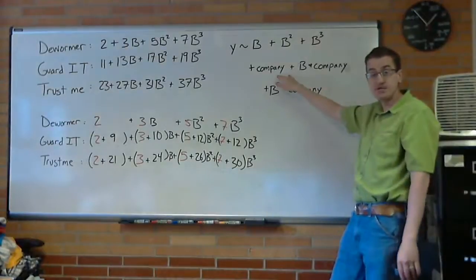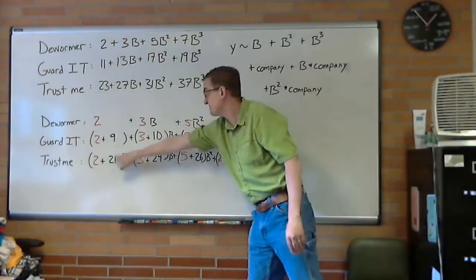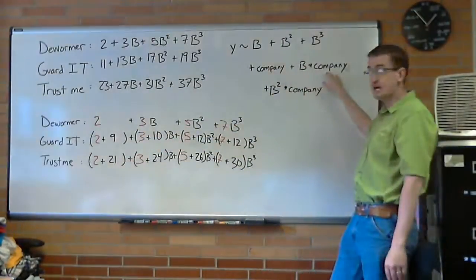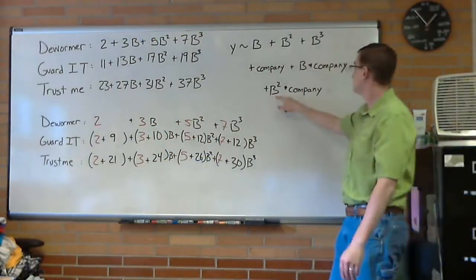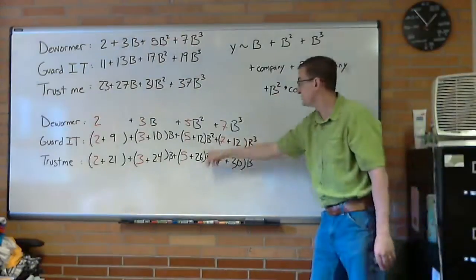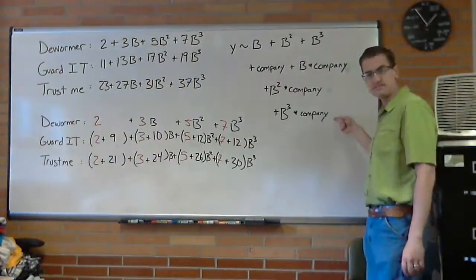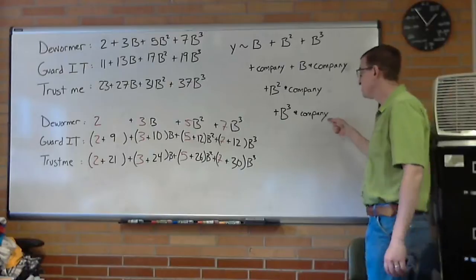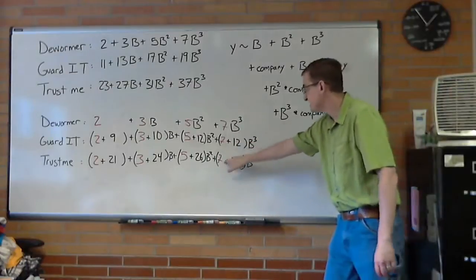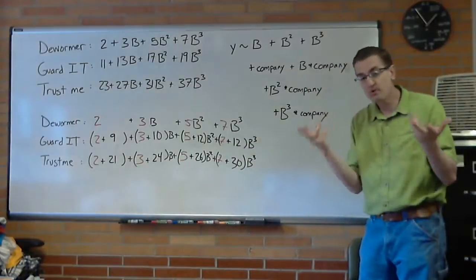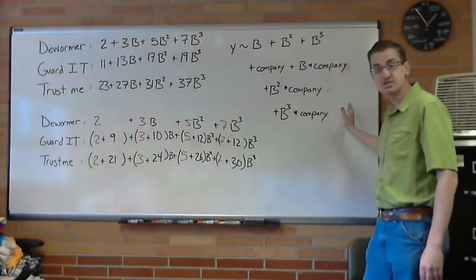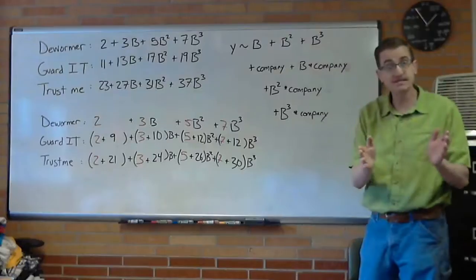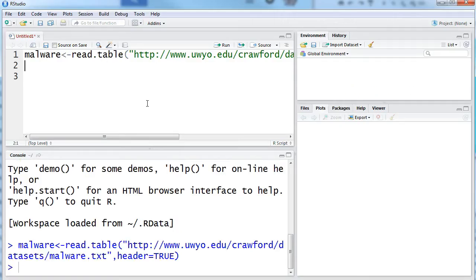And then company, which allows the intercepts to change. Budget times company allows these ones to change. And then budget squared times company for these ones, and it looks like I left out the budget cubed times company, which you would need in order to get different budget cubed coefficients for each of the companies. So with this as our introduction to where we're heading, let's look at the data set, which is called malware.